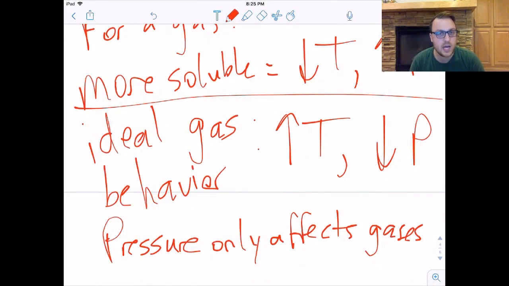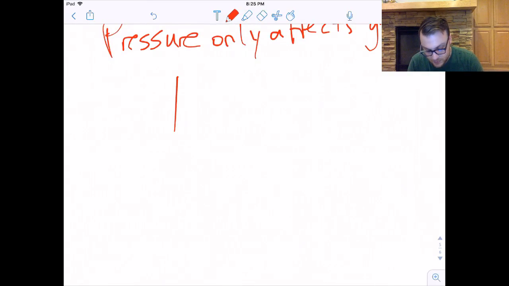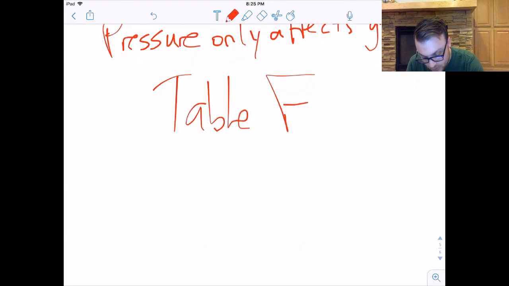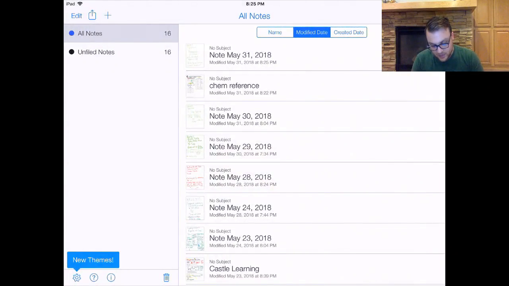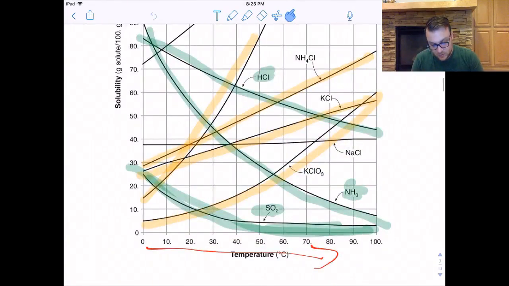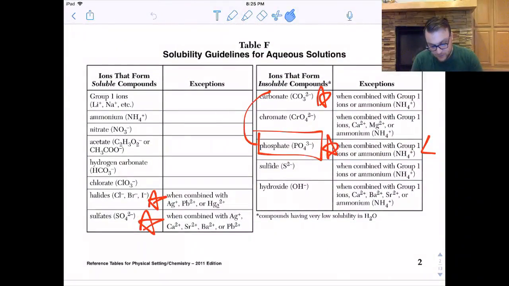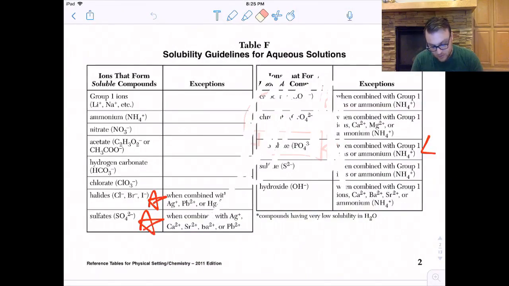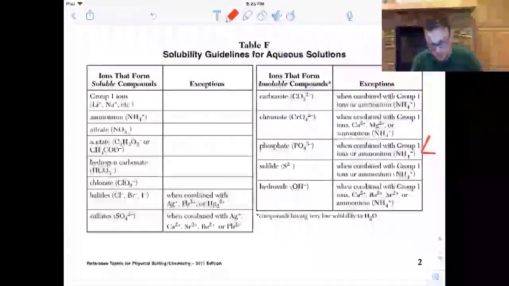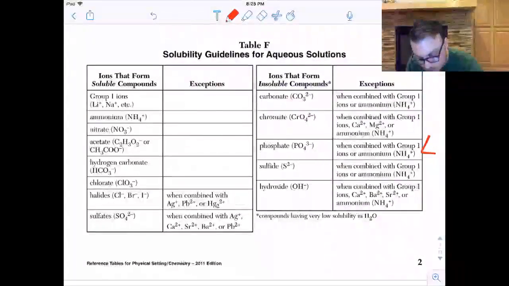Table F. How do you read Table F? So, Table F shows how soluble different things are when they're combined with different substances. Everything in this group is soluble. So these will all form aqueous solutions.